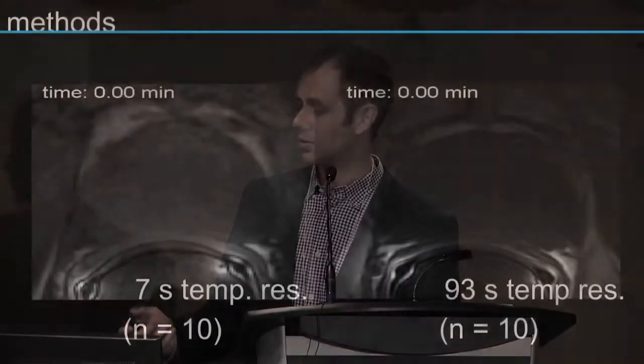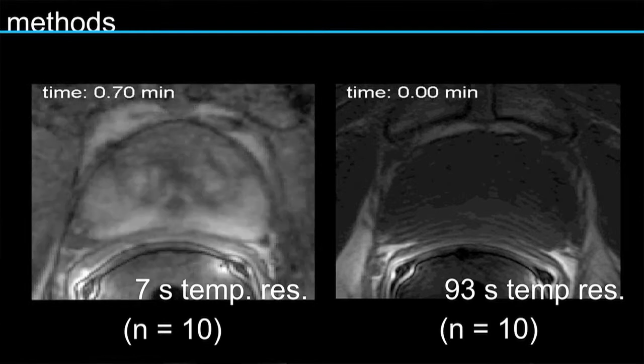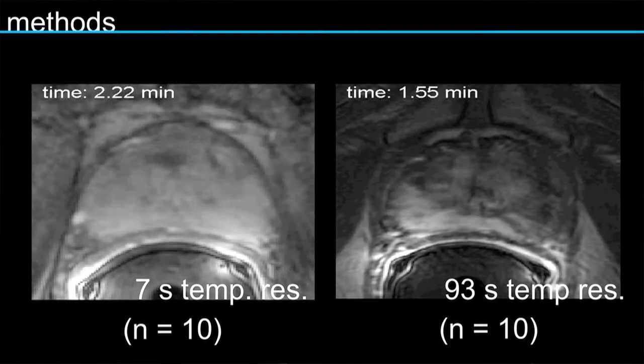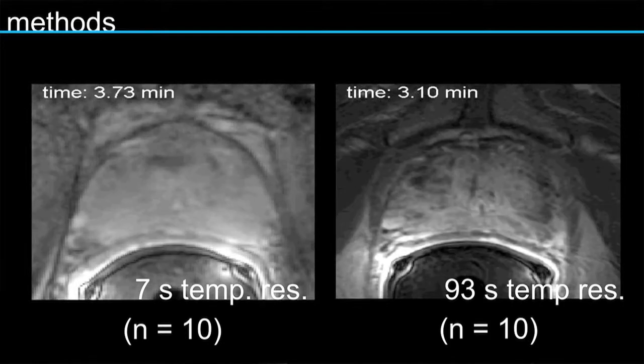So coming back to the work at Western, as a part of this large image-guided prostate cancer study, we had these DCE MRI scans that were acquired all at Robarts using the same injection protocol, but a subset was scanned at 7-second temporal resolution and another subset was scanned at 93-second temporal resolution. So you can see the trade-off in these image sets.